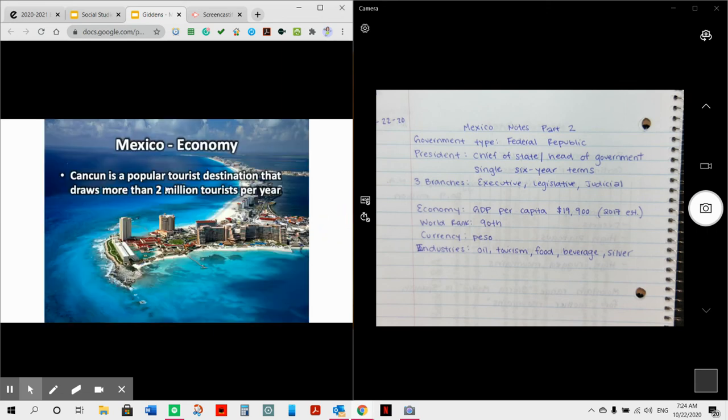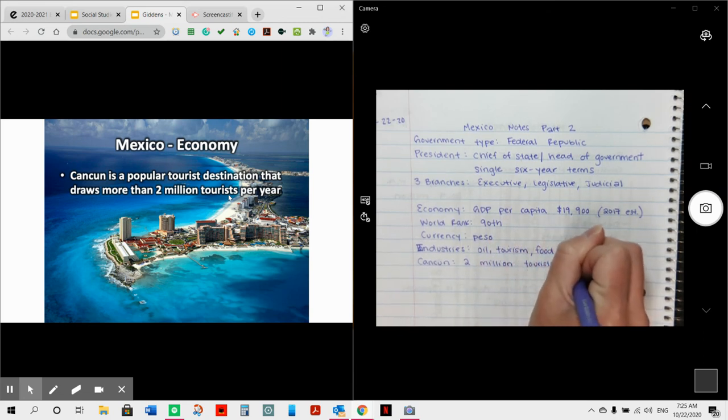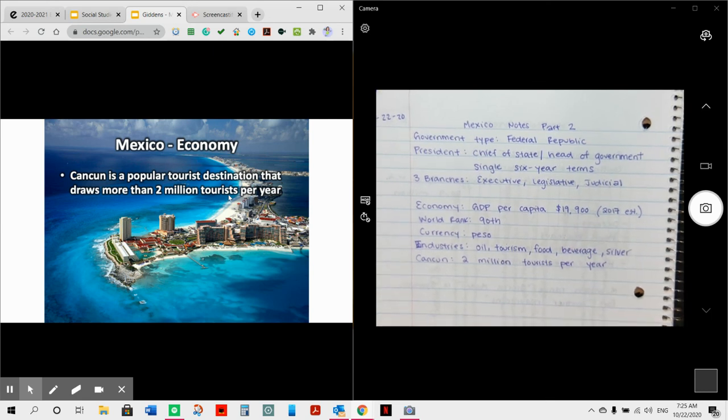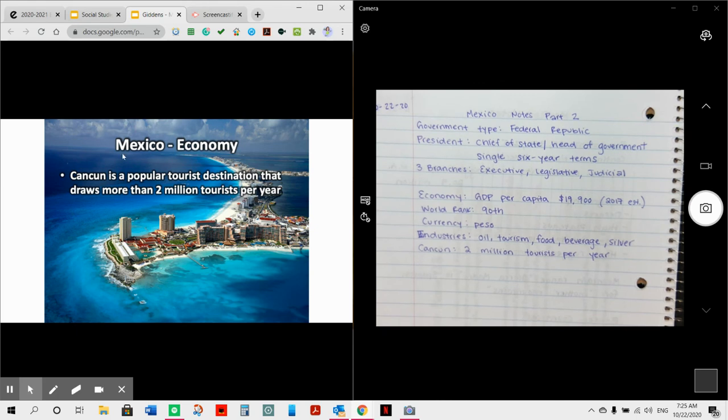Mexico economy. Cancun is a popular tourist destination that draws more than 2 million tourists per year. So Cancun, we're going to write colon, Cancun, 2 million tourists per year. That's a lot of tourists. And no wonder, look, it looks like a beautiful place. I would love to go there. I've never been, but maybe someday.